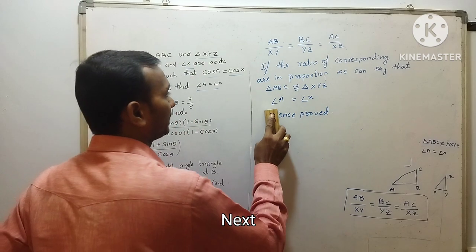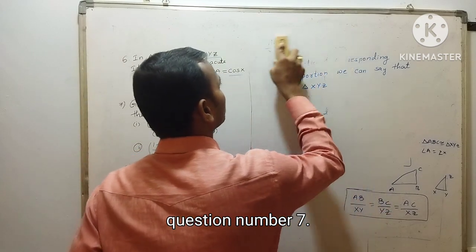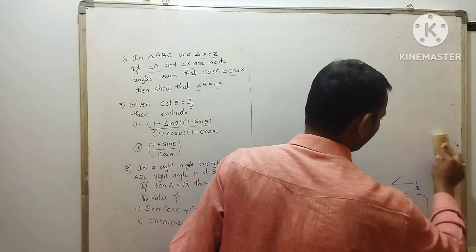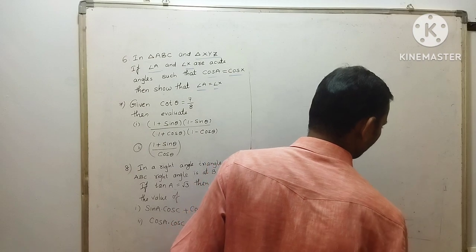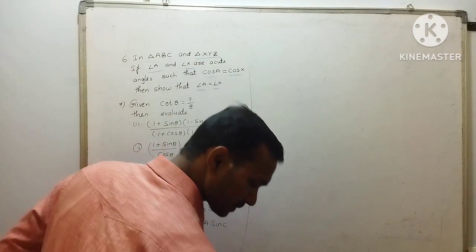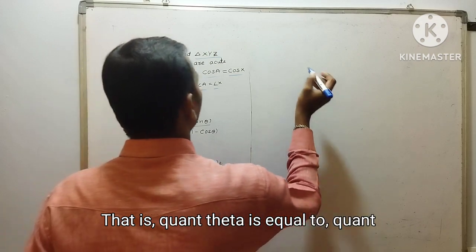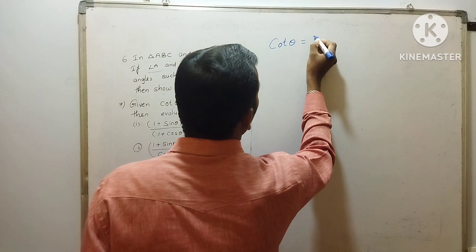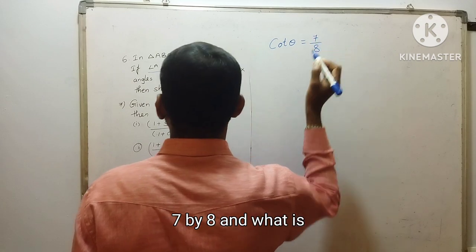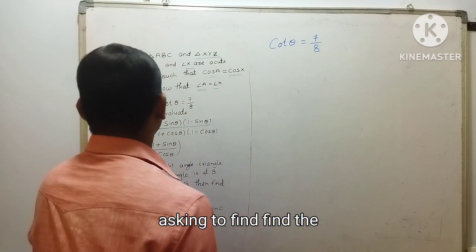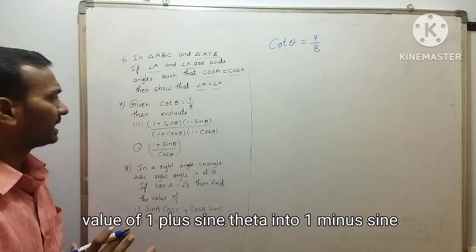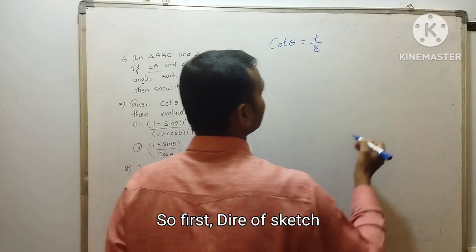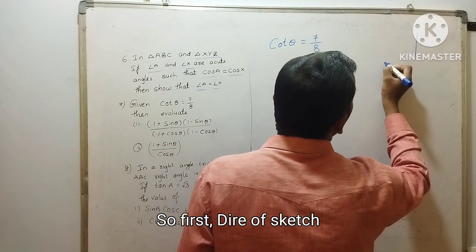Next, question number 7. That is cot theta is equal to 7 by 8. And what is asked to find? Find the value of (1 plus sin theta) into (1 minus sin theta) by (1 plus cos theta) into (1 minus cos theta). So first, draw a rough sketch.